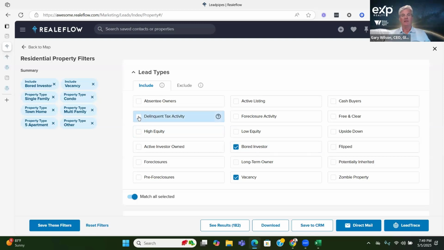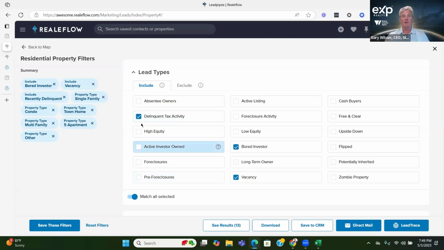Now I'm going to add the link with tax activity. According to the county records, they're behind on property taxes. So I'm going to click on that because I know a landlord has owned it 10 years. It's a rental, they have a vacancy, and they're behind on property taxes. Would you guys agree that's more likely to be a motivated seller than somebody that just had a duplex for 2 years, and is not behind on taxes and doesn't have a vacancy? Yeah, so those are the people you want to talk to.